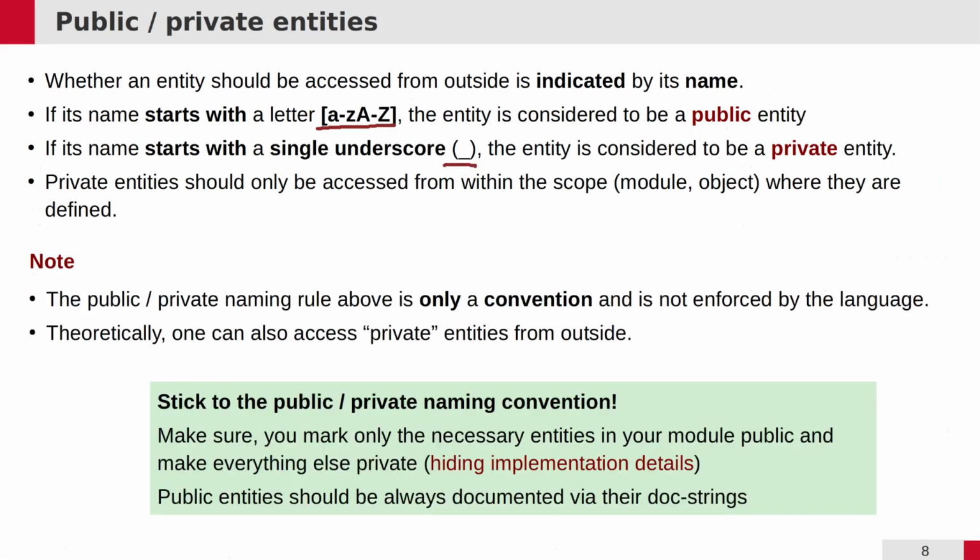Again, I would like to emphasize here that this is just a convention in Python, and actually there is a way to access those entities from the outside. However, this is something you should not do. So basically when you have a private entity, it should only be accessed from within the scope where it is defined. That means either from that module, or if later you are doing object-oriented programming, then you should only access it from the object instance itself where it is defined.